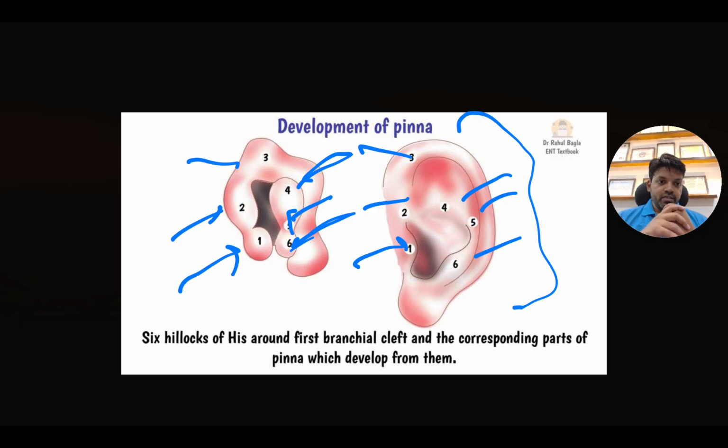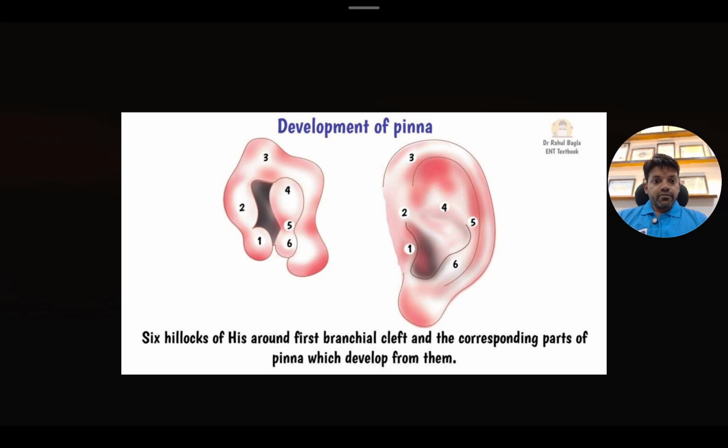Understood? So very easy. If you understand the basics, I have put it in such a way that you should understand it easily. I hope these are clear for you.